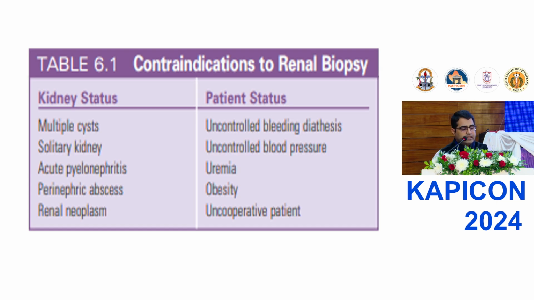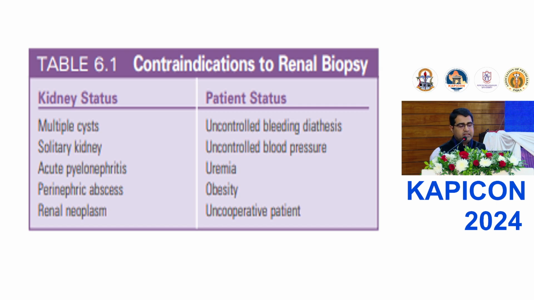With a single functioning kidney and no other kidney, if the clinical diagnosis of nephrotic syndrome is made, there are other laboratory tests wherein we can go to a certain extent in identifying the underlying pathology. Why? Because in a solitary kidney, although the chance of bleeding is 0.01%, if it bleeds there is a chance of nephrectomy. So in such patients, if we are able to find a serological laboratory marker in the blood, we do not go for kidney biopsy. Other contraindications are acute pyelonephritis, perinephric abscess and renal neoplasm.